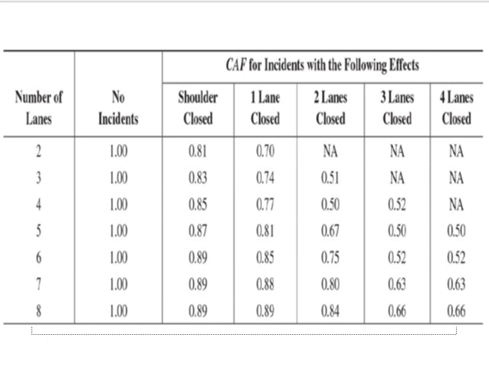This is for incidents. And this is only for capacity. There is nothing for speed for incidents. If there is an incident, we will look at this. The same thing for work zone as well.